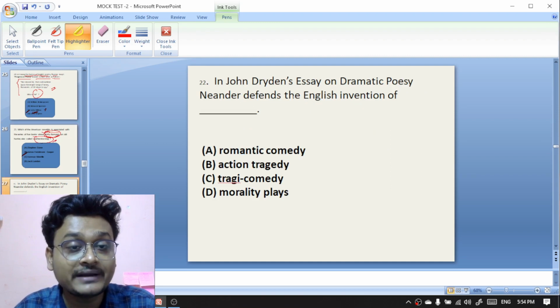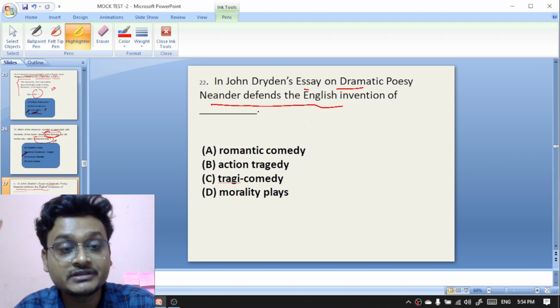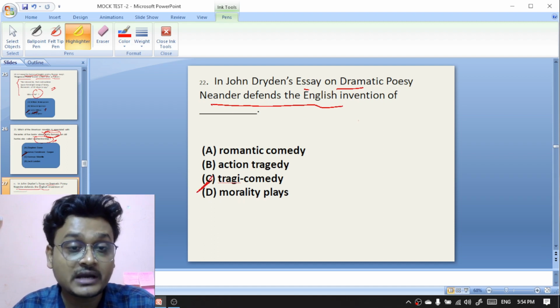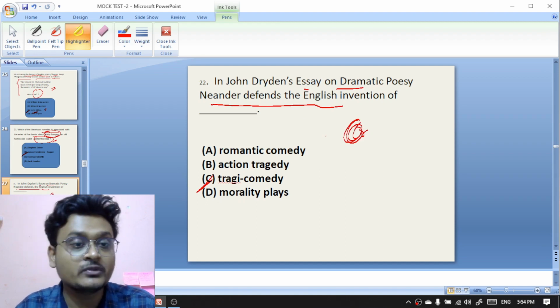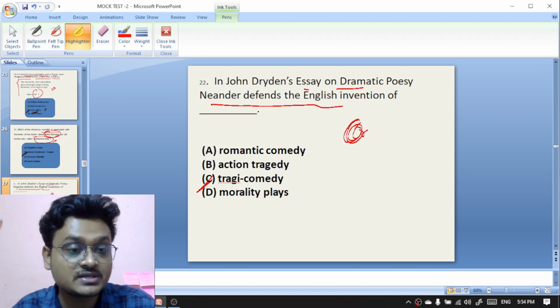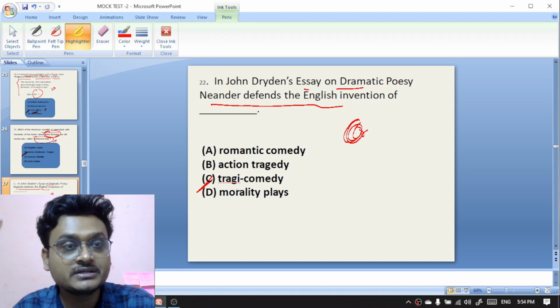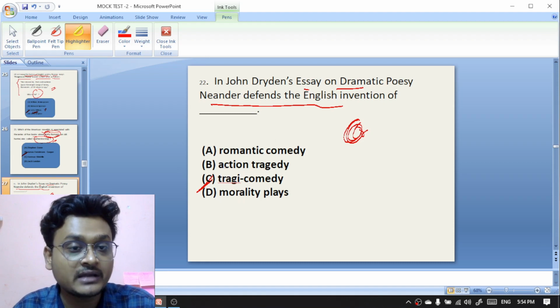Next question: in John Dryden's essay on dramatic poesy, Neander defends the English invention of tragicomedy. There are four speakers: Crites, Eugenius, Lisideius, and Neander. Crites was the first person who started the conversation, favoring the ancients. Neander himself is Dryden, and Neander is here defending tragicomedy.